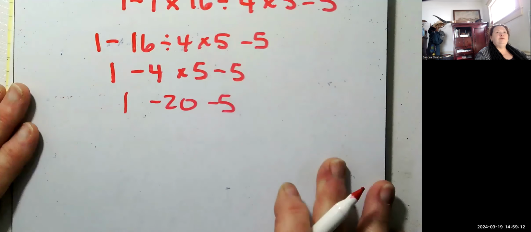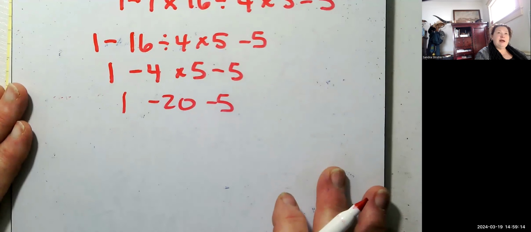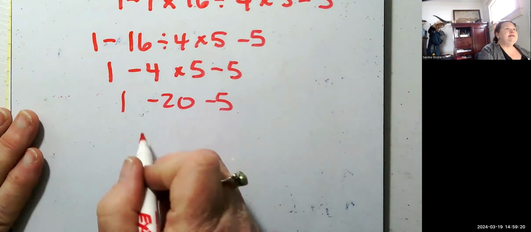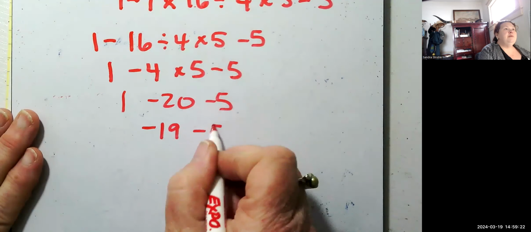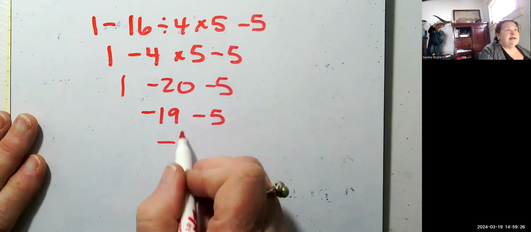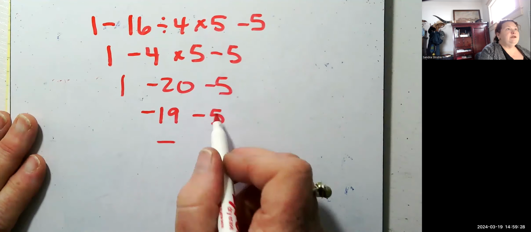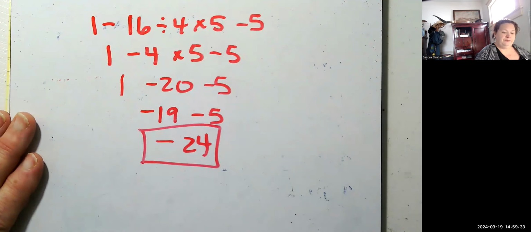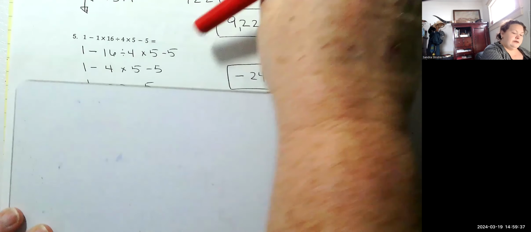And now we're just left with adding and subtracting. With adding and subtracting, you have to, again, work from left to right. All right. 1 minus 20 is negative 19 minus 5. The signs are the same, so you add them and keep the sign. 19, 20, 21, 22, 23, 24. So negative 24 is our answer for this one. Okay. Be careful.